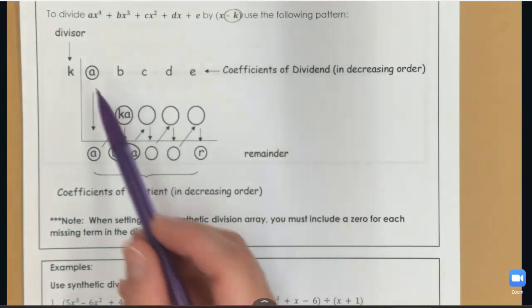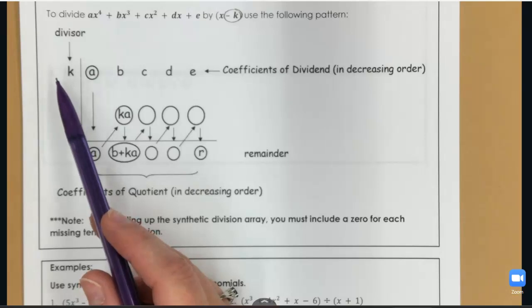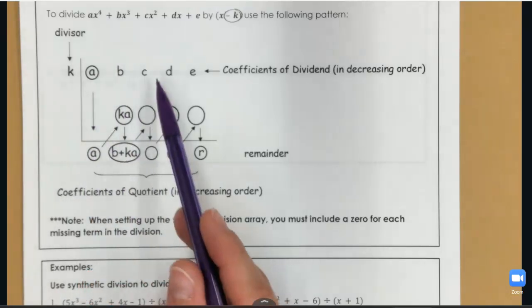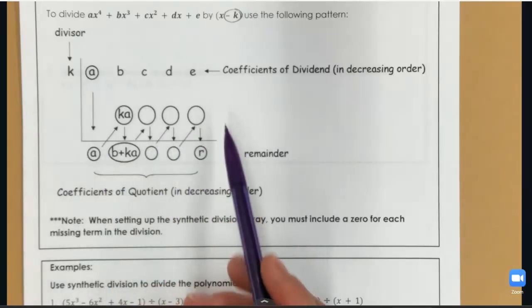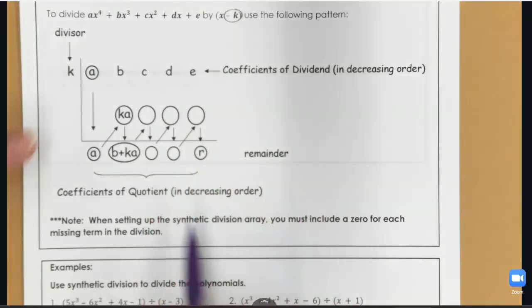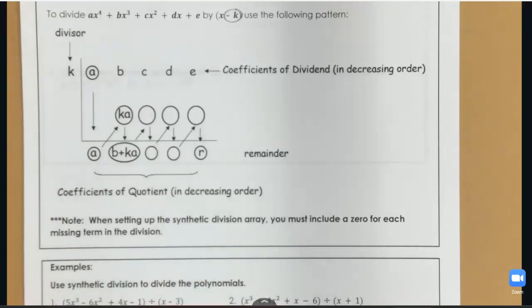Then the pattern goes, you're going to bring down your first number. It's not going to change. You're going to multiply it by what's on the outside, add that to your second number, multiply, add, repeat, until you get to the very end. Your last number is going to be your remainder, and then these other numbers are going to be the coefficients of your answer in decreasing order.